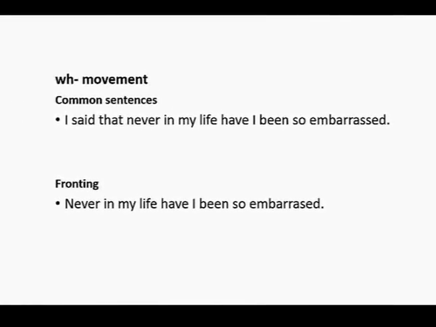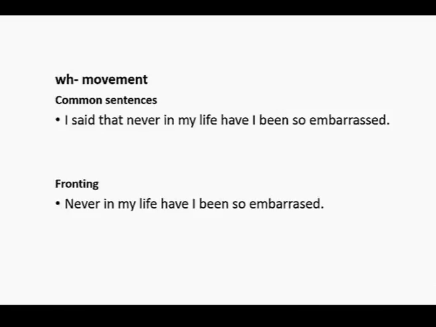Another situation is the double-edged movement. The common sentence is, I say that never in my life have I been so embarrassed. The fronting starts with, never in my life have I been so embarrassed. After negative adverbials such as never, not ever, not for one minute, no sooner, not until, never again, and rarely, we invert the auxiliary verb and the subject.